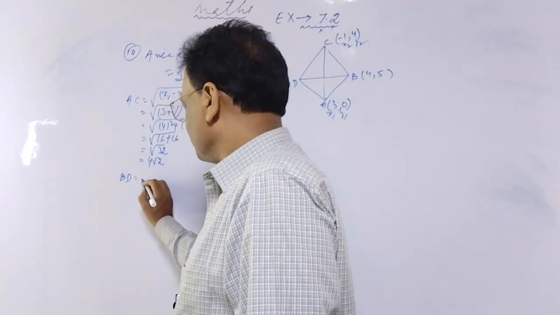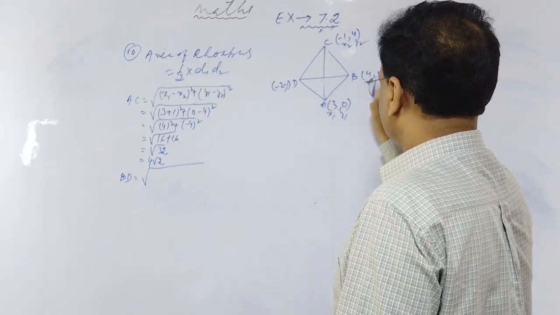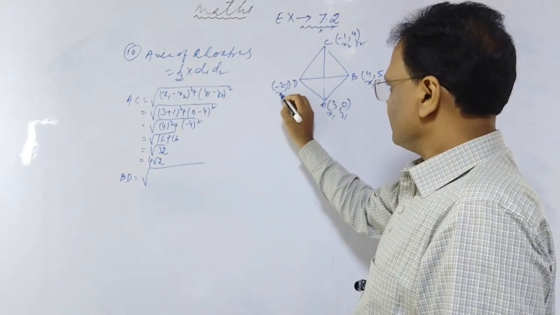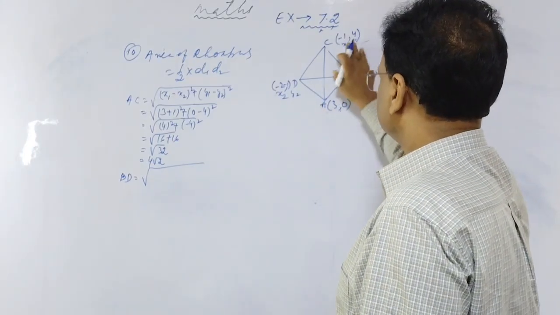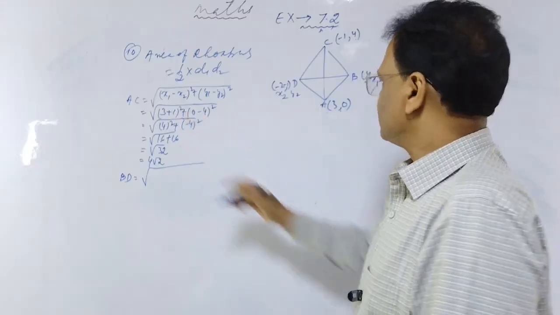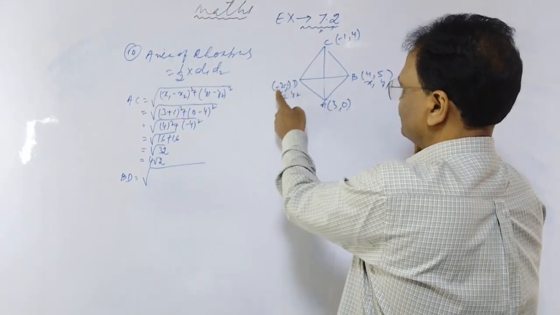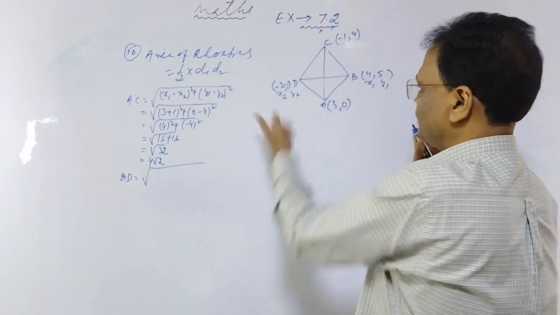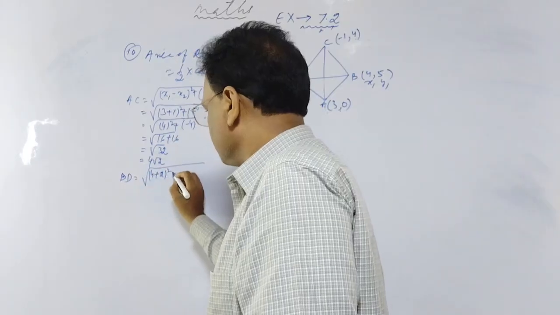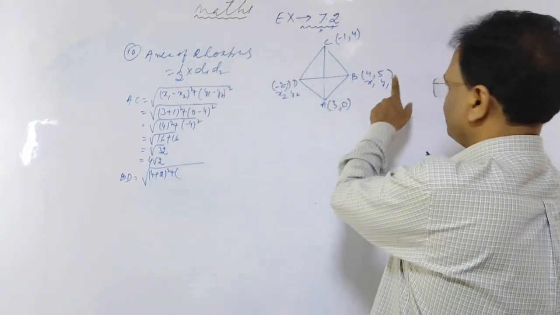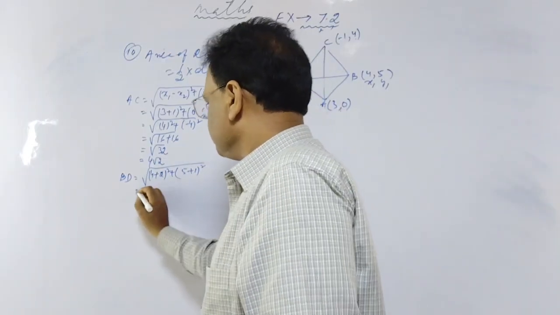Similarly, I can find diagonal BD. I have to use again the same formula, but for BD this time. BD means x1, y1, x2, y2. So let me find this BD. Again use the same formula, x1 minus x2. x1 is what? x1 is 4. x1 minus x2, 4 minus of minus 2 means plus 2. 4 plus 2 whole square plus y1 minus y2, 5 plus 1 whole square.